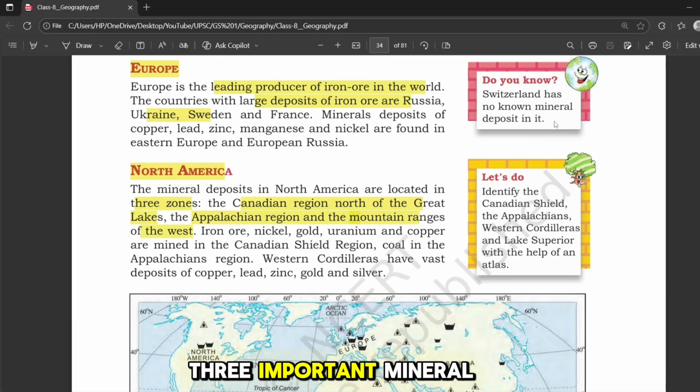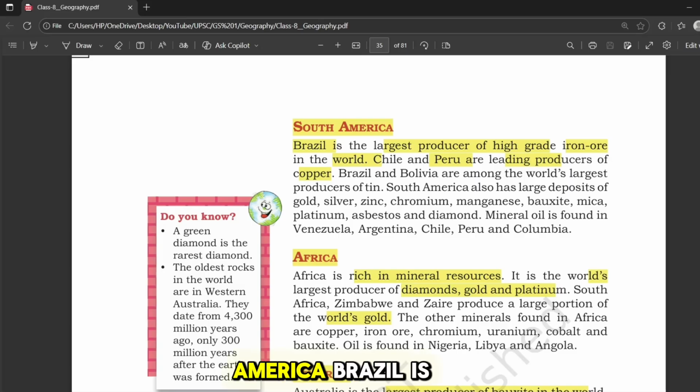Here we have three important mineral zones. The first one is the Canadian region, that is north of the Great Lakes, and the second one is the Appalachian region, and the third one is the Western Mountain region. These areas have iron, coal, copper, and almost everything you can name. Now in South America, Brazil is very famous because it's the largest producer of high-grade iron ore in the world. And Chile and Peru both are known for copper. So if you remember just this, Brazil is for iron and Chile and Peru are for copper.